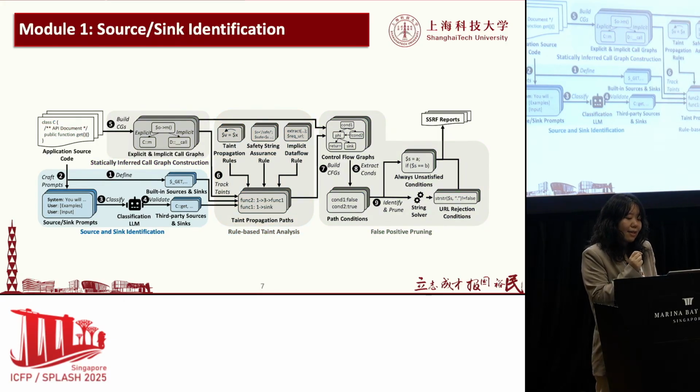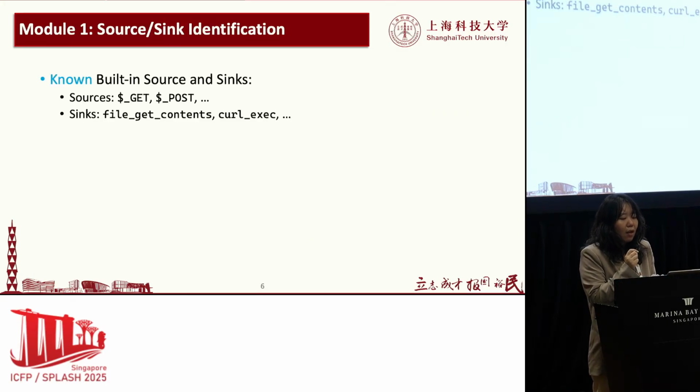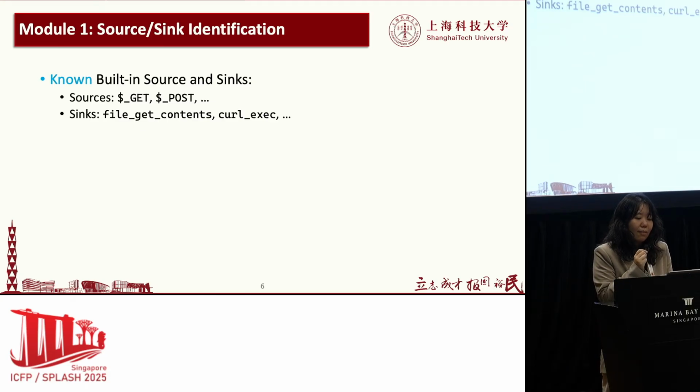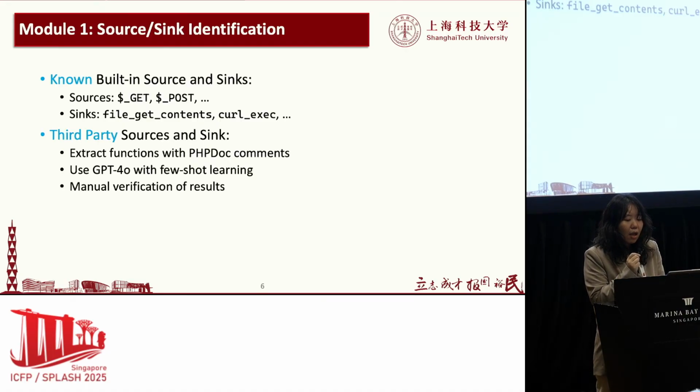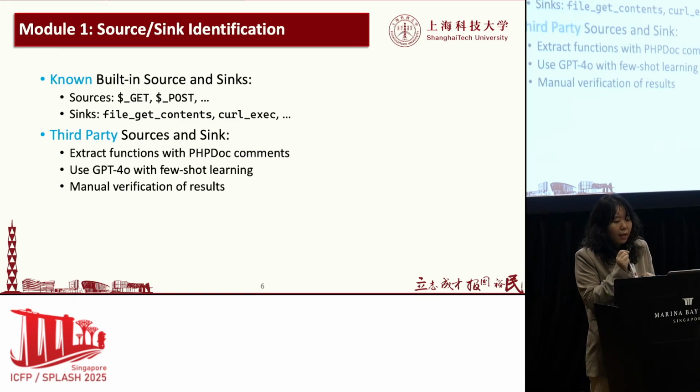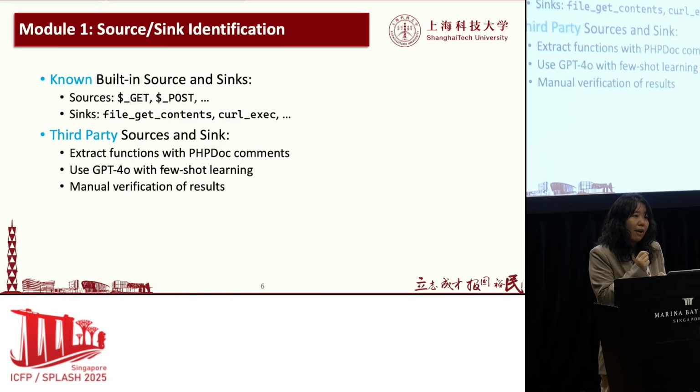For source and sink identification, Artemis identifies them from both PHP's built-in and third-party libraries. We identify built-in sources and sinks following previous work. For example, we treat get and post as sources because they typically take user input from incoming requests. For built-in sinks, we include functions that access files or send network requests.